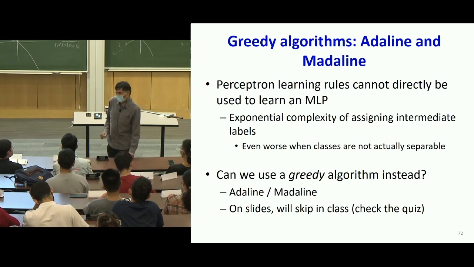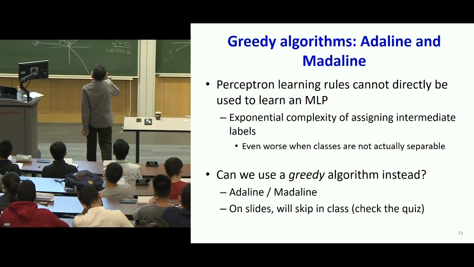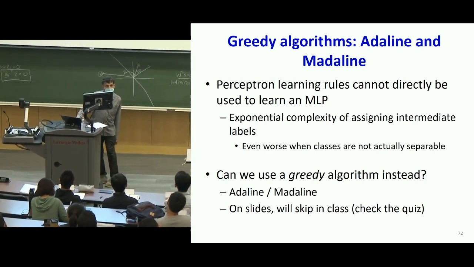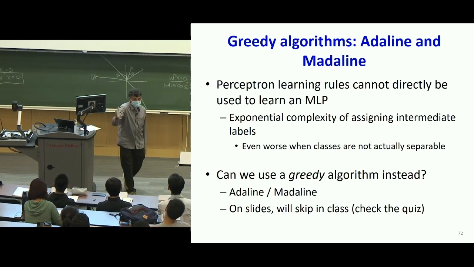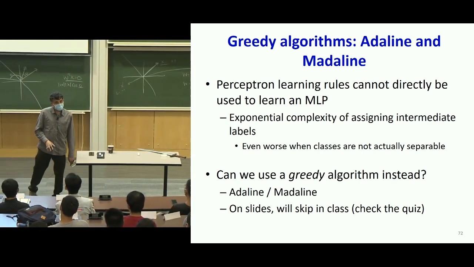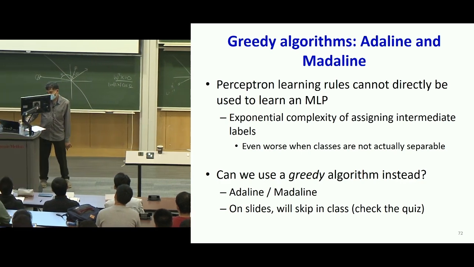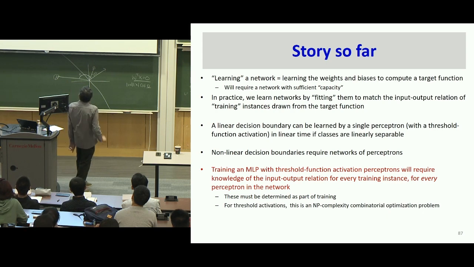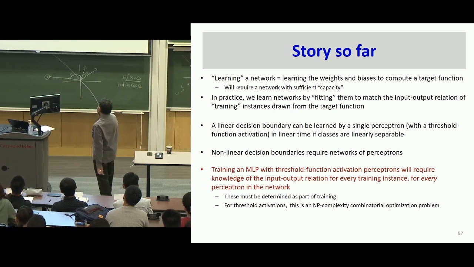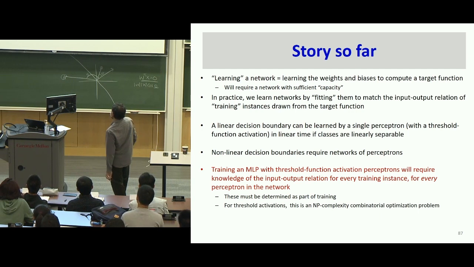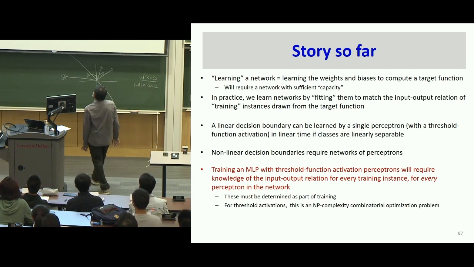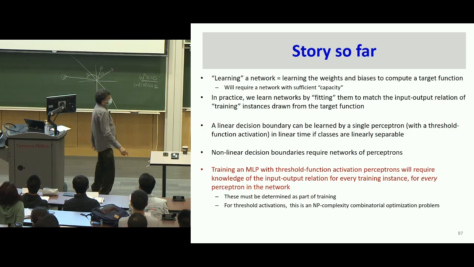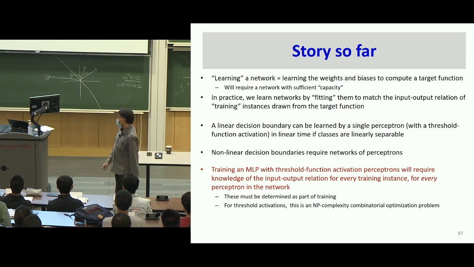But anyway, it's on the slides, take a look. And you will see what kind of solution he came up with. He came up with a delta rule, which is still used in machine learning all over the place. So it's worth learning about Adaline and Madaline, okay? So here's the story so far. The stuff that we added right now is in red. Training an MLP with threshold activation function perceptrons requires knowledge of the input-output relation for every training instance for every perceptron in the network.